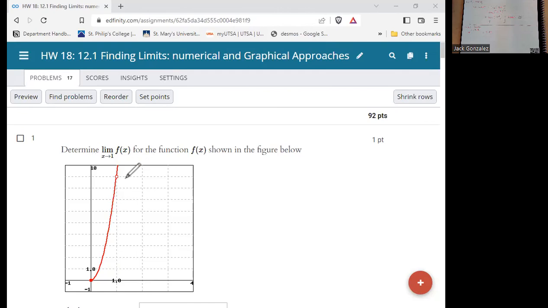Okay. So as I approach from this side, and I approach from this side, what is the y value approaching? That's what they're asking. So when they say the limit of f as x approaches 1, you would say, well, it's approaching 1, 2, 3, 4. It's approaching 9. Right? So the answer would be 9. So as it's approaching from both directions, what is the y value? That's what this is asking. This notation makes sense?